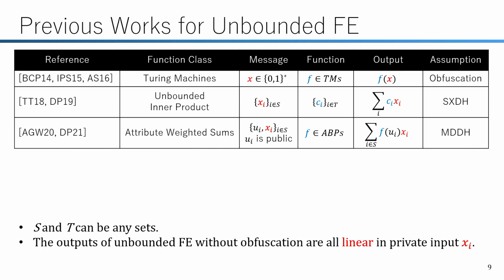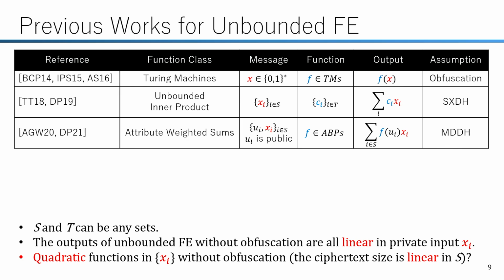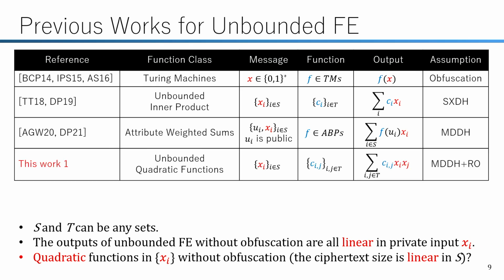As far as I know, these are all the unbounded FE schemes, and all the unbounded FE schemes that do not rely on obfuscation are linear in the private input x_i. So the natural question is, can we construct an unbounded FE scheme for quadratic functions or higher degree functions without obfuscation? We give an affirmative answer to this question in this work.